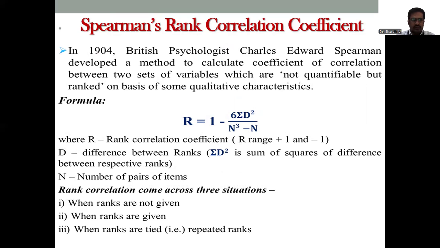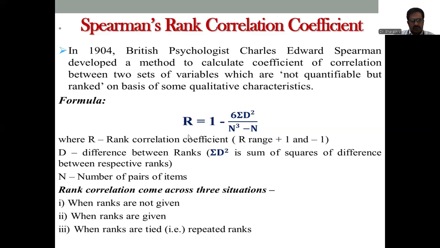When do we use this? For example, there is an event going on, and two judges are sitting in that event: judge one and judge two. These are the two variables. Judge one is one series, judge two is another series. We want to know whether both judges are giving the same ranks or different ranks. To quantify that, we use the Spearman rank correlation coefficient.